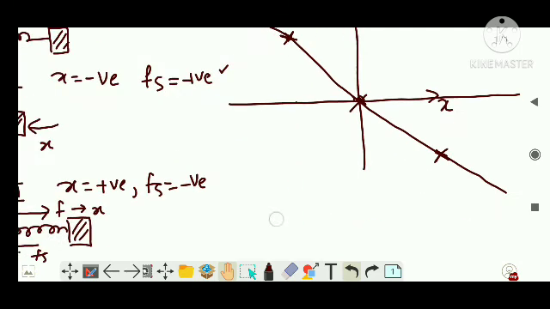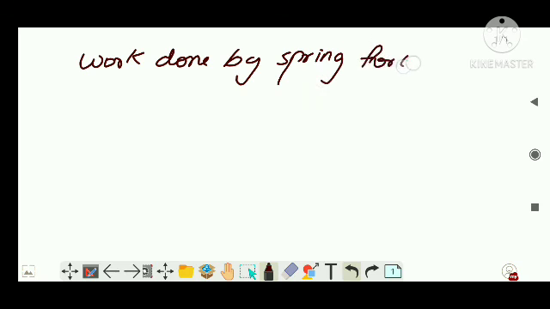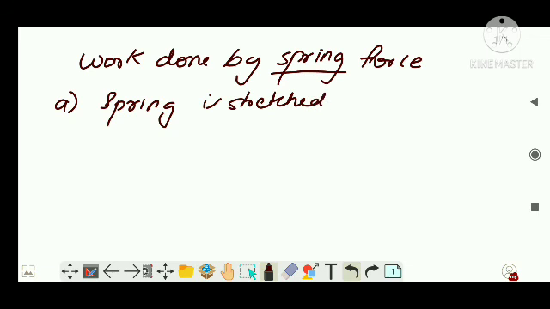Clear? Now similarly, we'll talk about work done by or in a spring. Who is doing the work? Work done by the spring force. Suppose the first condition, let's say the spring is stretched, that is, x will be positive and Fs will be negative. We learned it previously, remember.